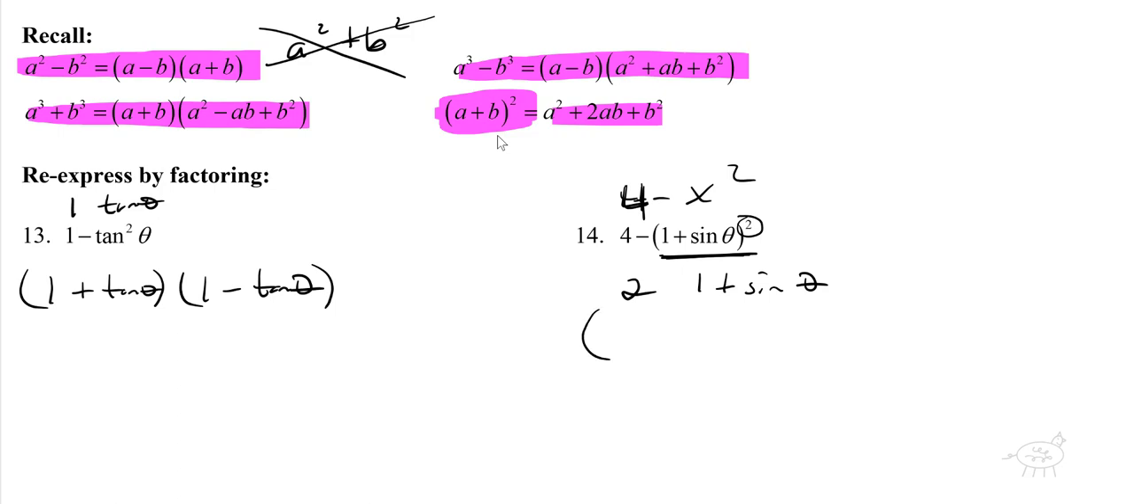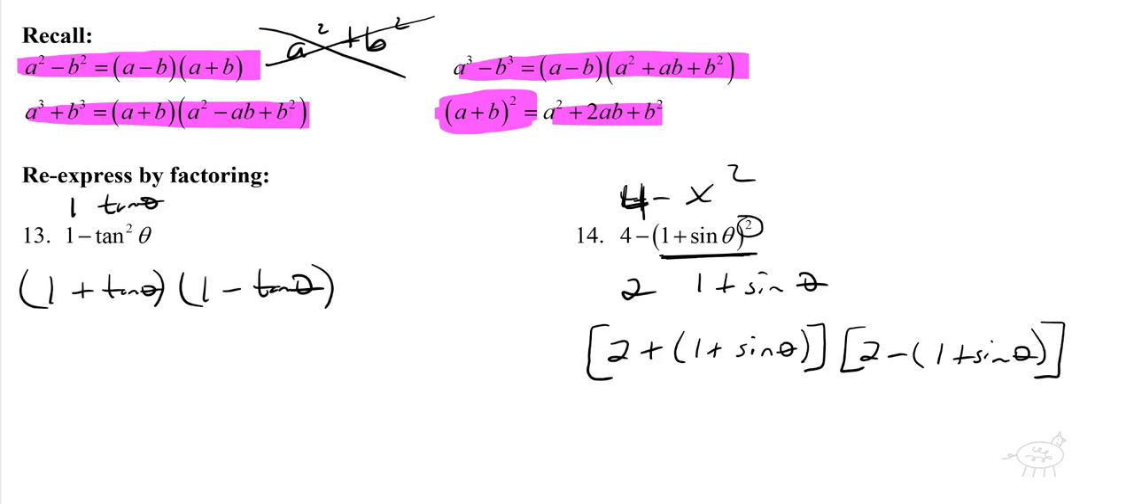Okay, so now I'm going to use brackets here instead of parentheses. I'm going to use both. So it's going to be bracket 2 plus 1 plus sine of theta times 2 minus 1 plus sine of theta. Okay, so again, difference, so it's 2 plus that and 2 minus that. Now you gotta simplify it, all right? I don't want two sets of brackets here, so you definitely have to simplify it. So that's going to be 2 plus 1, so it's 3 plus sine of theta. And this one is 2 minus 1, so it's 1 plus sine of theta.